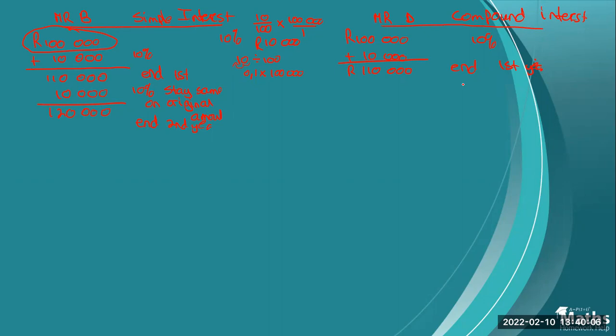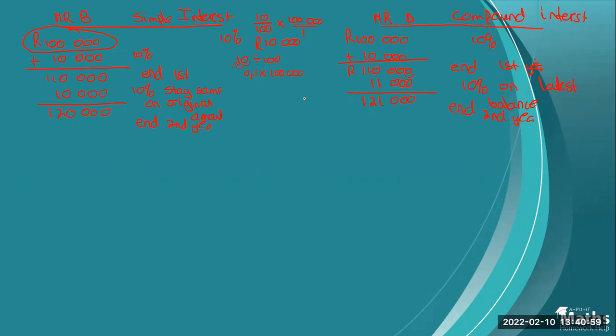While with compound interest, the 10% is going to be calculated on the latest balance. So as your balance is going to grow, the interest that you're going to earn is also going to grow. So this is going to be 10% based on the latest balance. So it's 10% on 110,000 Rand. And that's just going to be then 11,000. So already it's 1,000 Rand more. So at the end of the second year, there's already a difference of 1,000 Rand between simple and compound.